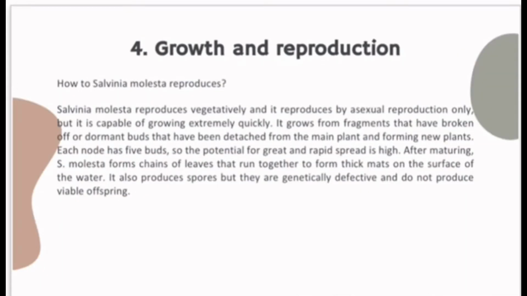How does Salvinia molesta reproduce? Salvinia molesta reproduces vegetatively, by asexual reproduction only, but it is capable of growing extremely quickly. It grows from fragments that have broken off or dormant buds that have been detached from the main plant, forming new plants. Each node has 5 buds, so the potential for great and rapid spread is high. After maturing, Salvinia molesta forms chains of leaves that run together to form thick mats on the surface of the water. It also produces spores, but they are genetically defective and do not produce viable offspring.